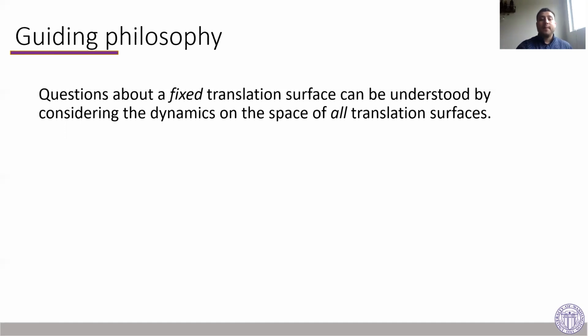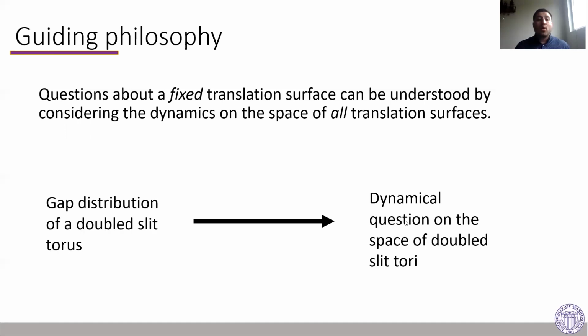And I should mention, what are we going to be walking through? We're going to be looking at the gap distribution of a double slit torus and trying to turn this into a dynamical question on the space of all double slit tori. This instance of this guiding philosophy was not done by me. It was done by several authors, like Athreya, Chaika, Cheung, and Lelièvre, for example. But I'm really happy that I can present their instance of this guiding philosophy.